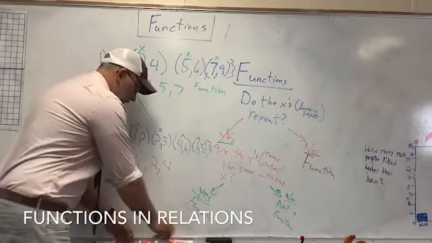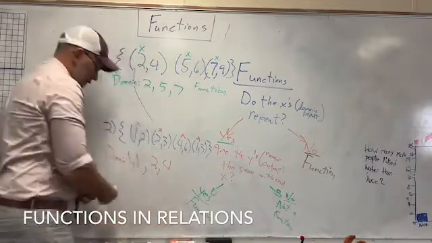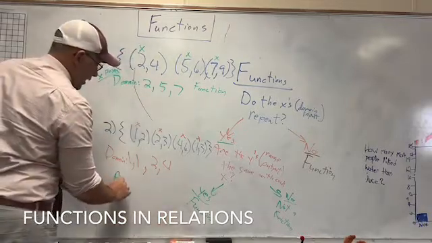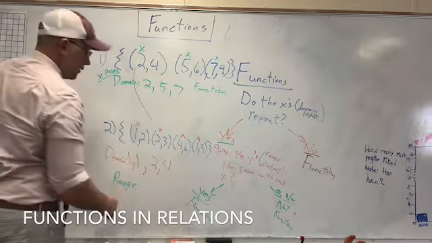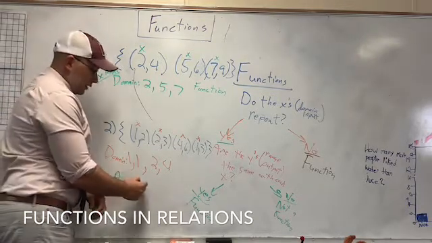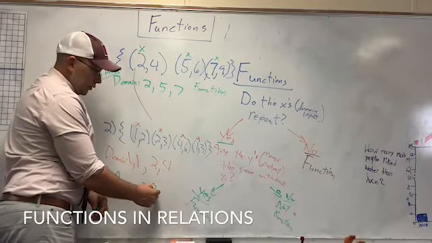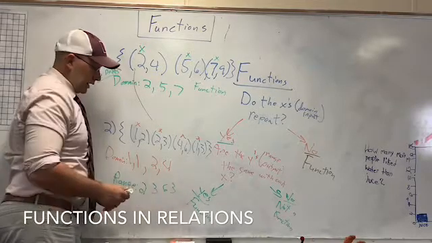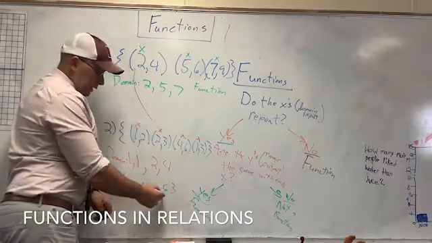So now I have to ask my second question. What is my range or my output? I have 2, 3, 6, and 3. That's just me writing out my range. All right?